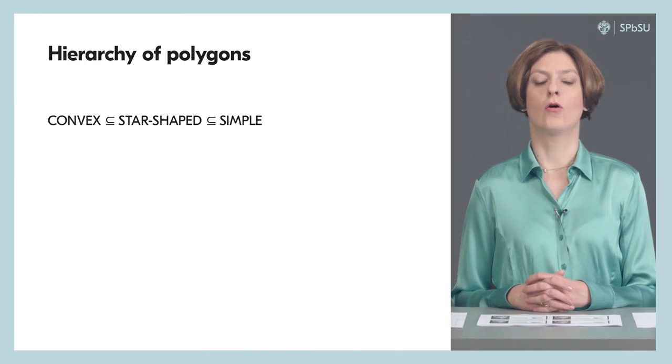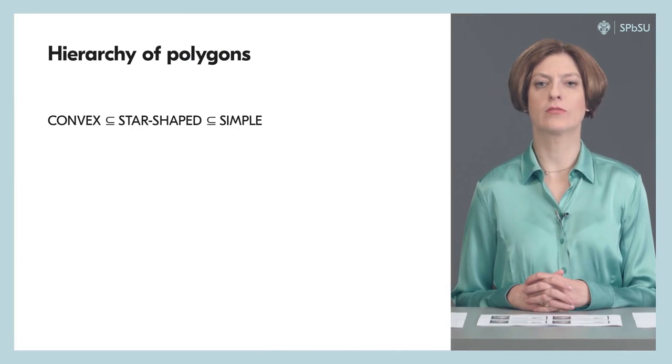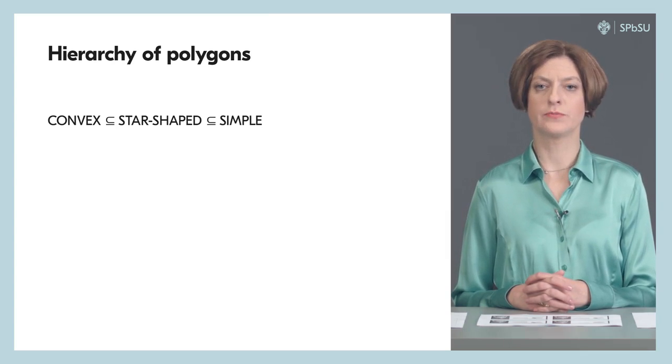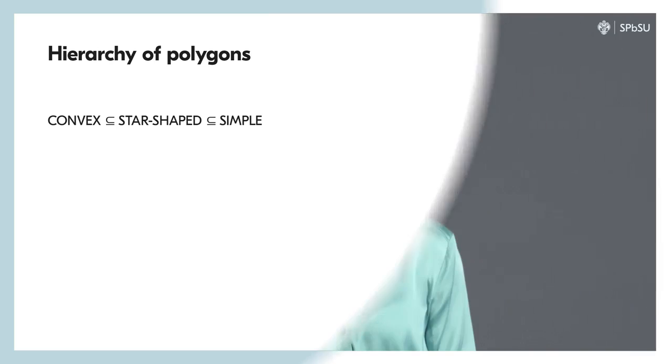The last observation we will make today is deriving the hierarchy of the classes of polygons we have considered so far. To make this more precise, convex polygons represent a subclass of star-shaped polygons, which in their turn constitute a subclass of simple polygons. This concludes the first week of our course. Thank you very much for attending.